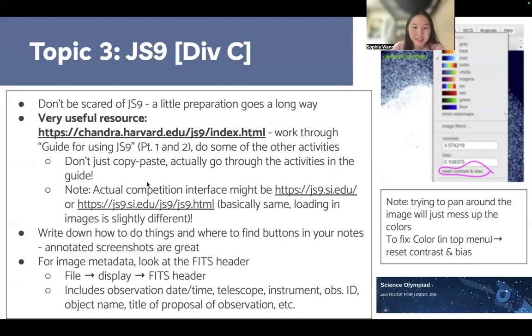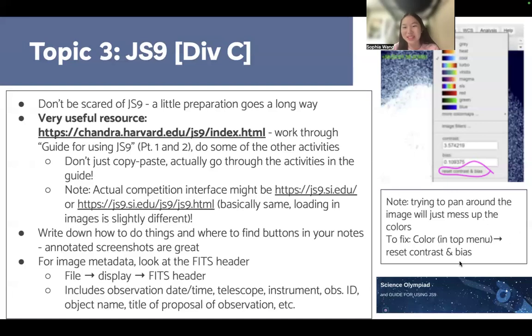That's just a small note about the interface. You shouldn't copy paste the guide itself. You can give yourself annotated notes, just so on the day of the test you can jog your memory, like, "Oh yeah, that's where that button was." Take screenshots, write down what the steps are and paraphrase them in your own words, stuff like that.